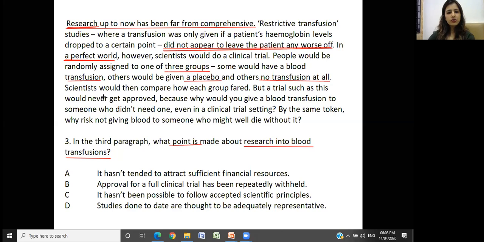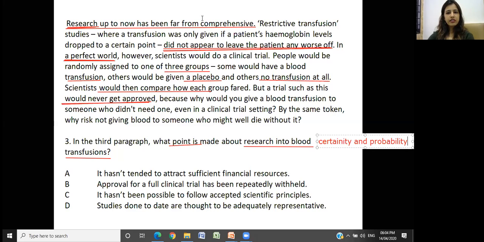And then the writer goes on to say that such a trial would never get approved. One of the micro skills that we learned about reading part C is the difference between certainty and probability. This can happen quite frequently. Here the writer has used probability: it would never get approved. It hasn't happened already, but this is just a hypothetical statement.